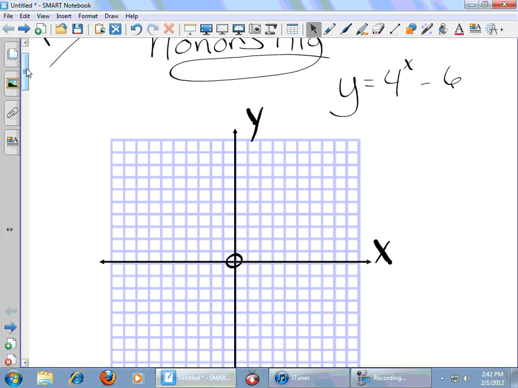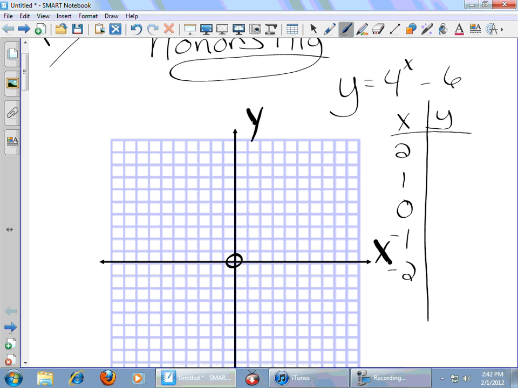I'll generate their t-tables. Hopefully you know them well enough by now that you can do them along with me. All right, and your parents can see you cry, because you know I love to make you cry and you know how difficult these are. I'm going to go with 2, 1, 0, -1, -2, and that ought to be enough for me to get the idea of my graph.